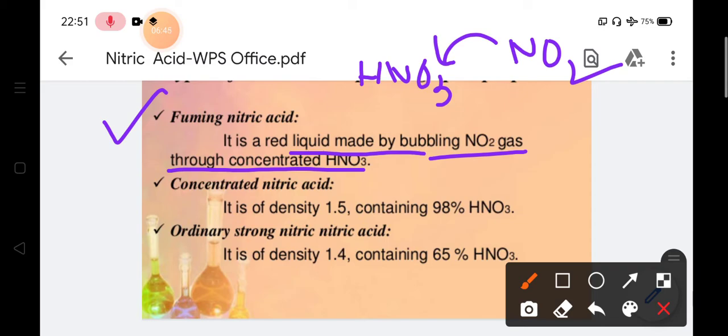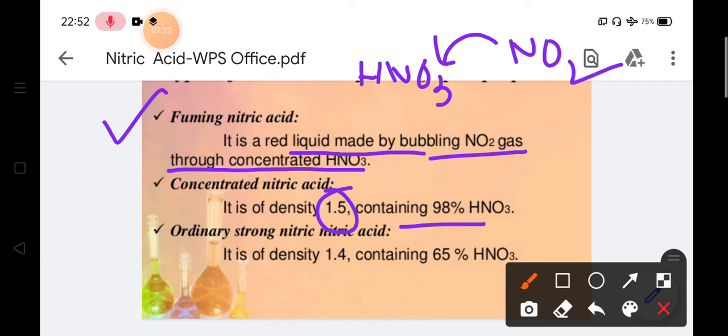The second one is concentrated nitric acid. So what is concentrated nitric acid? It has a density of 1.5 and contains 98% HNO3. So in the case of concentrated nitric acid, the percentage will be 98% and the density 1.5. So this is called concentrated nitric acid.